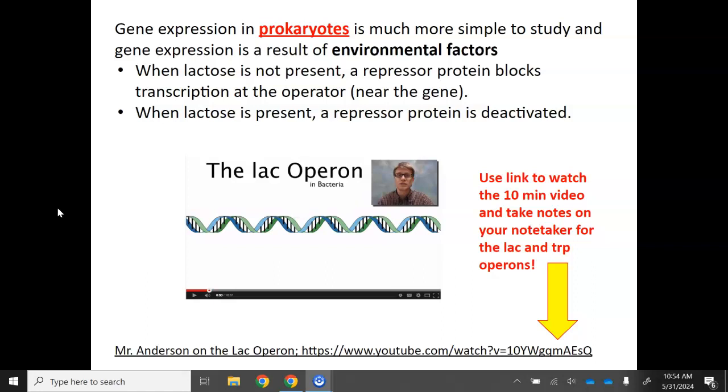Remember, he did talk about the regulatory gene. I would make sure you have written that down in your note taker. The regulatory genes are not the genes that are encoded for by the operon. Those are the structural genes. But the regulatory gene is outside of the actual operon, and what it codes for is the repressor protein. So the regulatory gene codes for the repressor protein that will be used to turn the operon on or off.